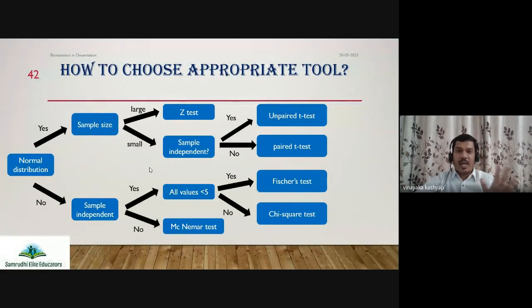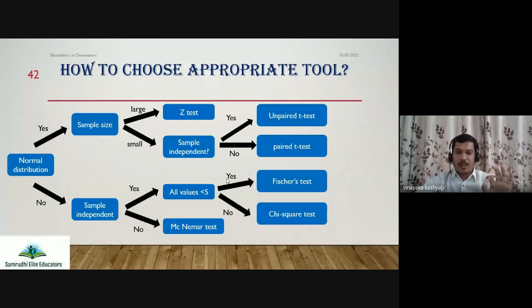Then for bivariate analysis, we use t-test, chi-square test, or z-test. Again, between z-test and t-test, usually we use t-test only. Z-test is very rarely done. So between two variables, t-test or chi-square test. And if there are more than two variables, then go for ANOVA. This is one of the most common things required in the dissertation.